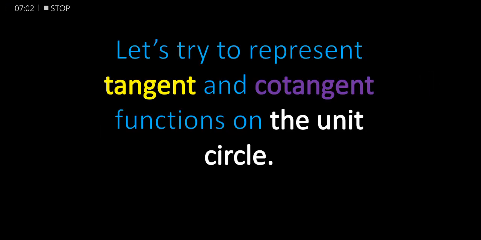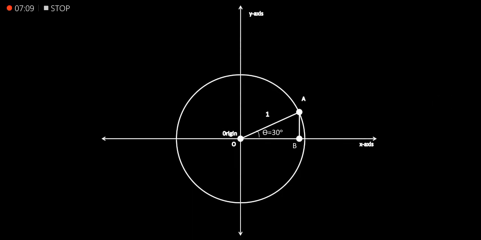Let's try to represent tangent and cotangent functions on the unit circle. We have a unit circle. Draw a tangent from point A on x-axis. It meets x-axis at point C. The yellow line AC represents tan of theta.